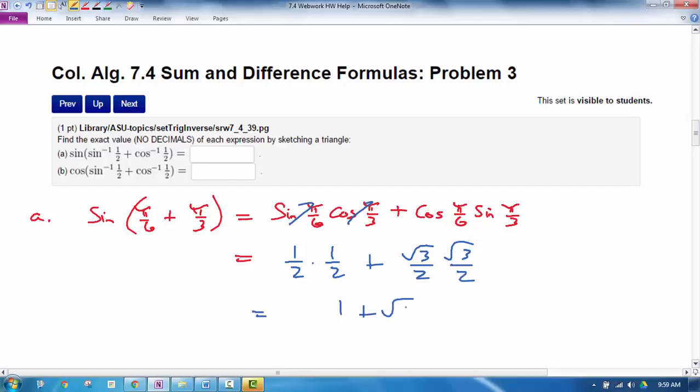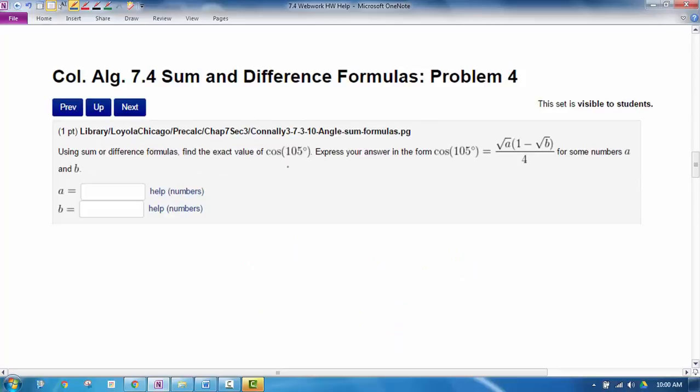So when I simplify this, I get 1 plus the square root of 9, which is just 3, all over 4, which is 4 over 4, which is 1. So my answer ends up being just 1 for the first one. Now for the second one, I'm going to do the same thing, only I'm going to use the cosine formula for the cosine of sum instead of sine of sum.